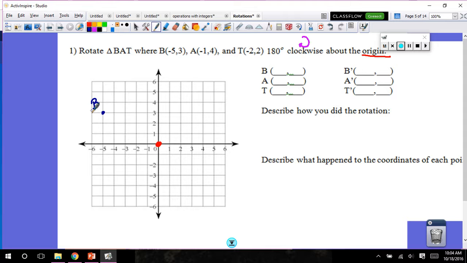So negative 5, 3 is B. I'm going to go negative 1, 4, and write an A. Negative 2, 2, and write a T. Your rulers come in handy with this to keep your lines straight.